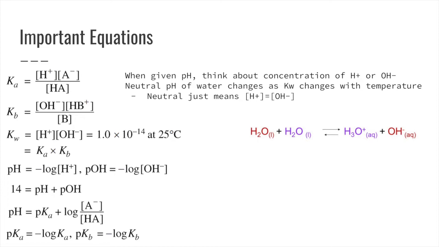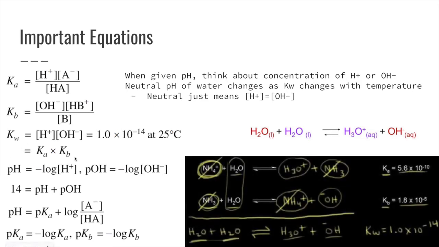Kw is also a way to transition between Ka and Kb of conjugate acid-base pairs. This works because adding an acid equation and its base equation gives the water equation, and when you multiply the K values, you get Kw. Next, whenever you see P of something, whether it be H+, OH-, or the K values, just know that P means taking the negative log of something.